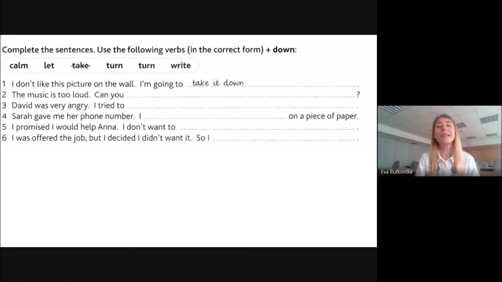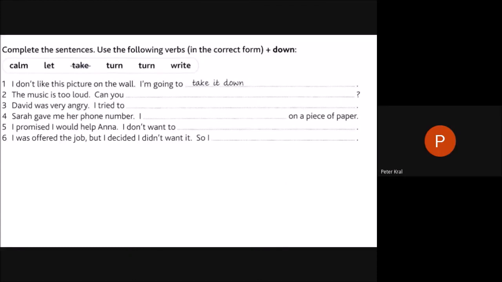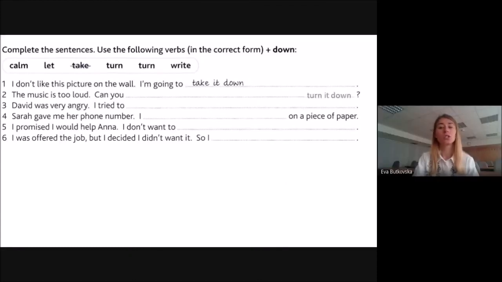I want you to complete the sentences using the following verbs that you have, and match it with the preposition down. So we already have the first sentence. I don't like this picture on the wall. I'm going to take it down. What about the second sentence? The music is too loud. Can you turn it down? Turn it down. Very good. Turn it down.